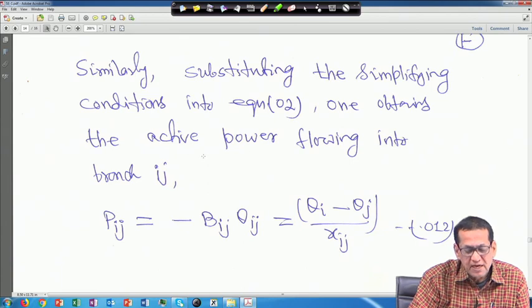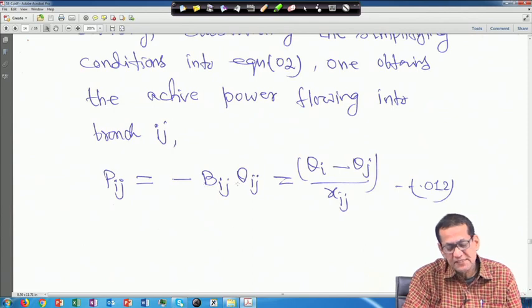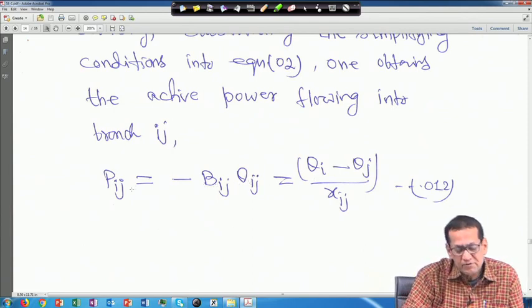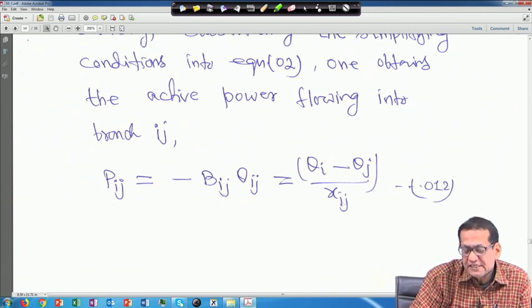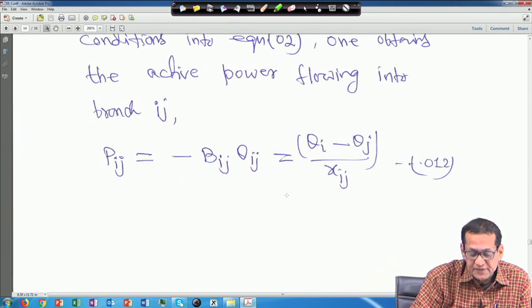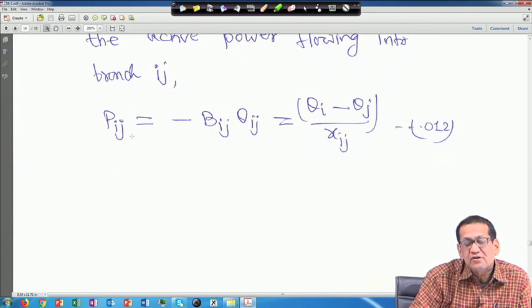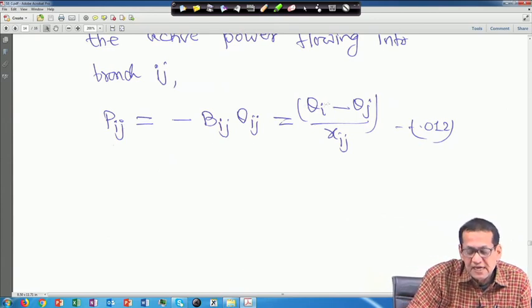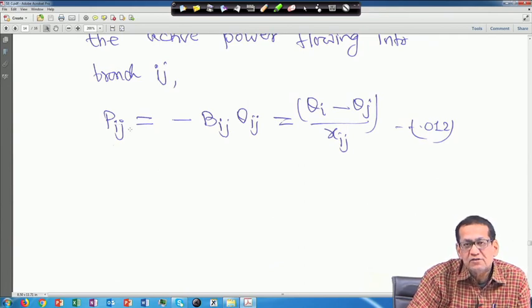The active power flowing into branch P_ij is nothing but minus B_ij theta_ij. Minus B_ij is 1 upon x_ij. So its power flow from branch to branch is (theta_i minus theta_j) upon x_ij. So, this is actually the computation of DC power flow. If you know the voltage angles theta_i and theta_j, then you can compute the power flow from bus i to bus j.